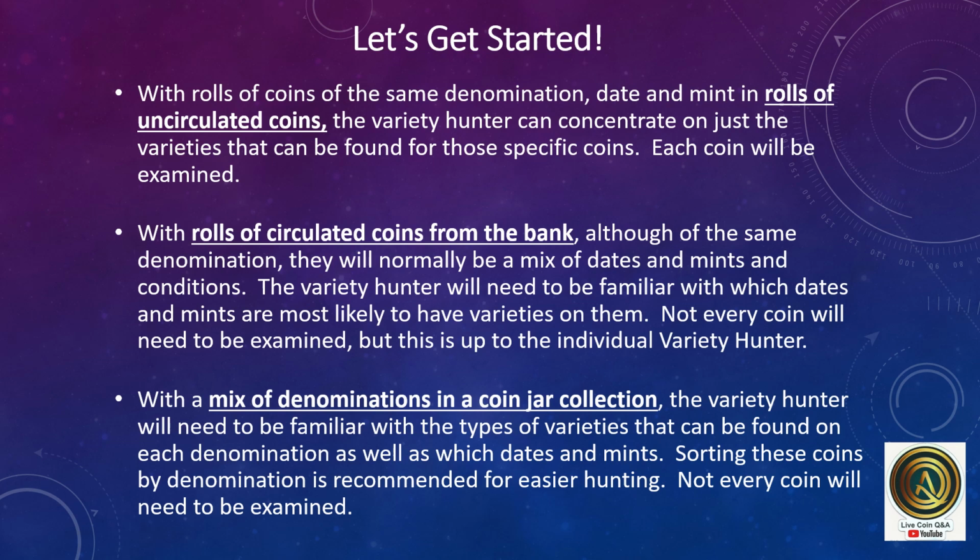With a mix of denominations and a coin jar collection, the Variety Hunter will need to be familiar with the types of varieties that can be found on each denomination, as well as which dates and mints. Sorting these coins by denomination is recommended for easier hunting. Not every coin will need to be examined, but this is up to the individual Variety Hunter.